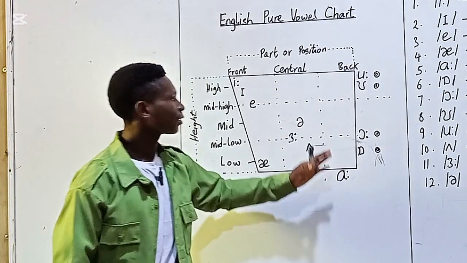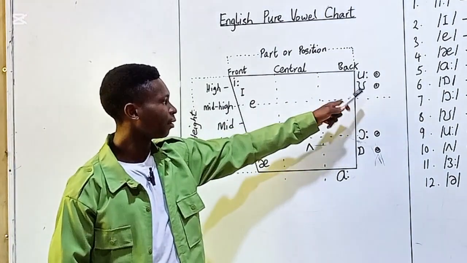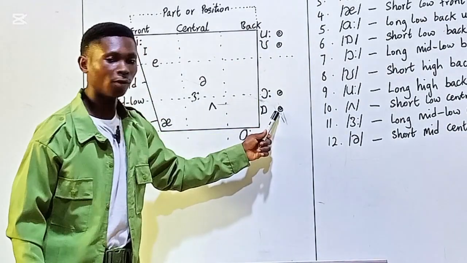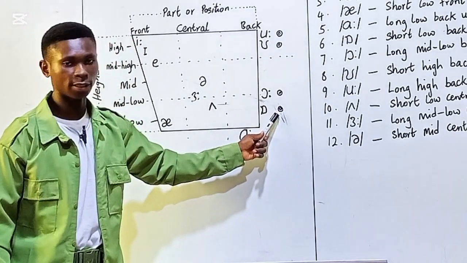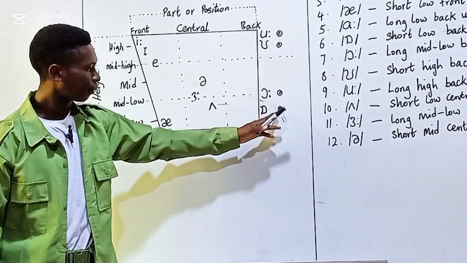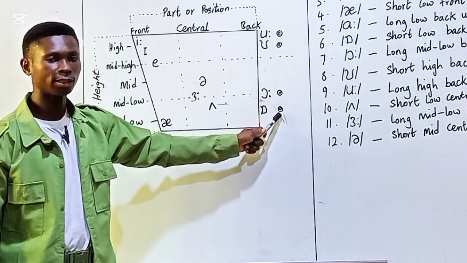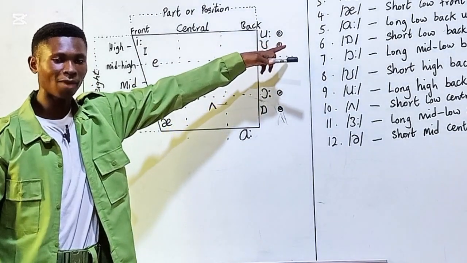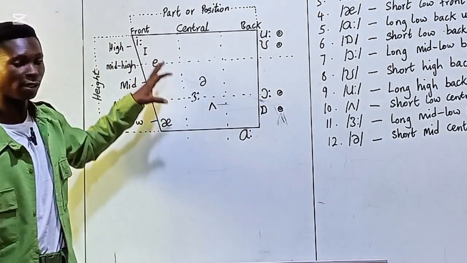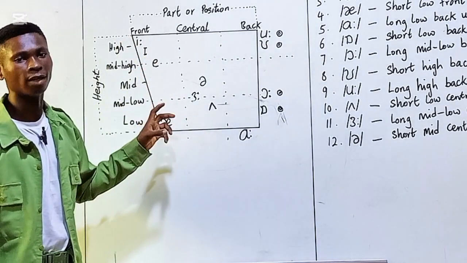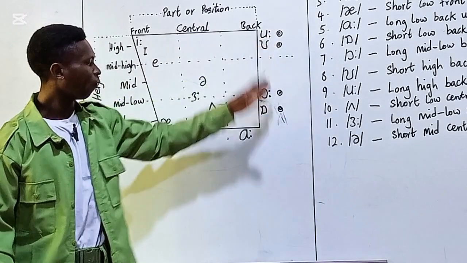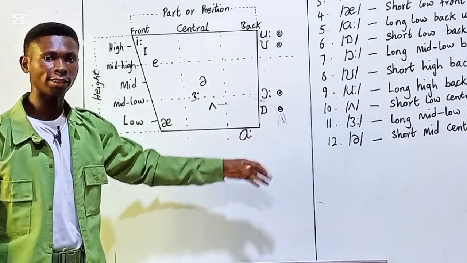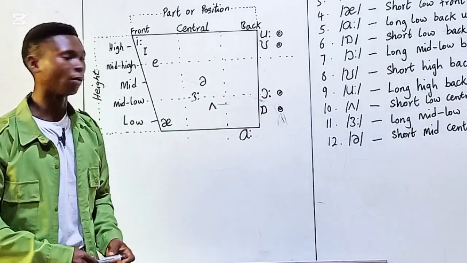Then here it is represented graphically with this shape. This indicates the shape of the lips during the articulation of the sound, particularly the rounded shape of the lips. These ones without this particular mark are articulated with an unrounded shape of the lips, whereas these 4 with the mark are articulated with a rounded shape of the lips.